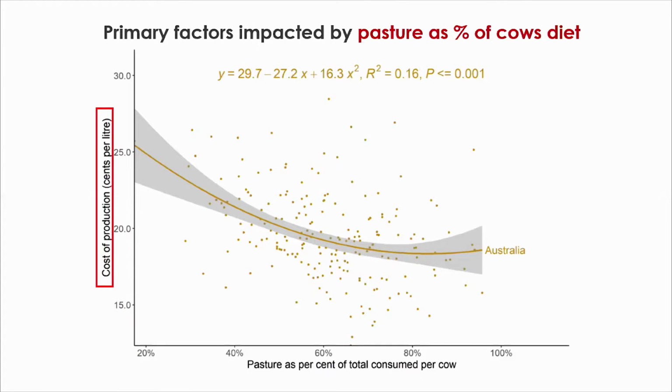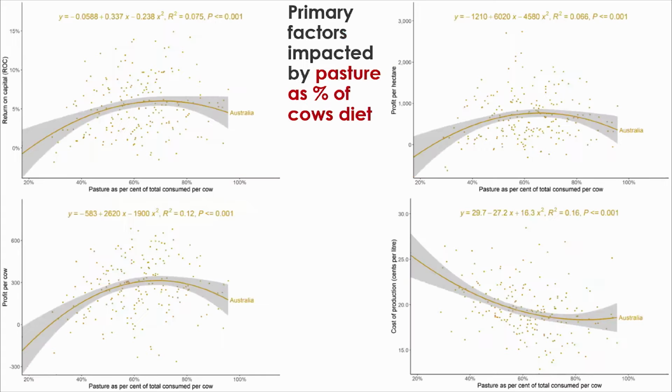This graph outlines the impact of diet pasture percent on cost of production per litre. The trend is strong, with increasing diet pasture percent contributing to a decrease in cost of production. So these are the first four graphs. What else does diet pasture percent influence?